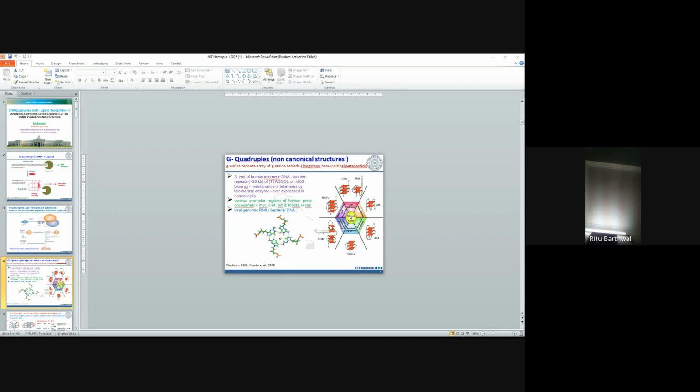What do they look like? So this is how they form. What I'm showing you in this particular picture is what we call unimolecular, which means it's a long sequence which itself is folding.